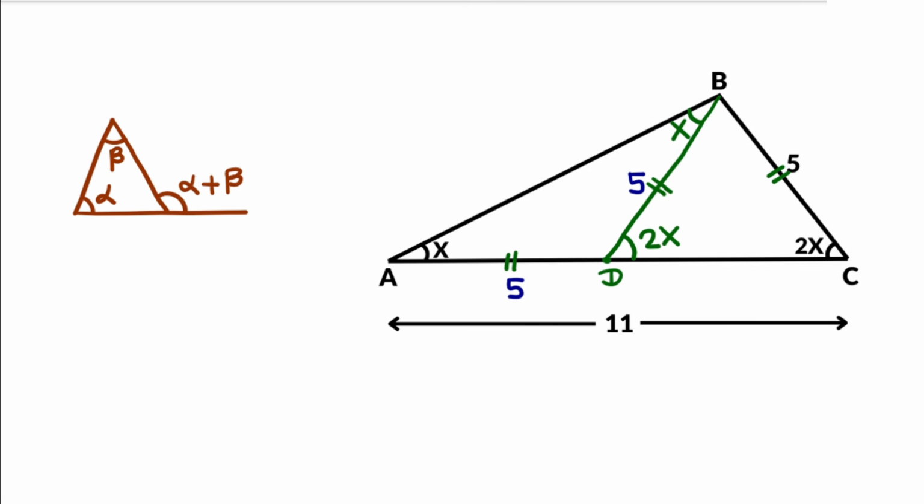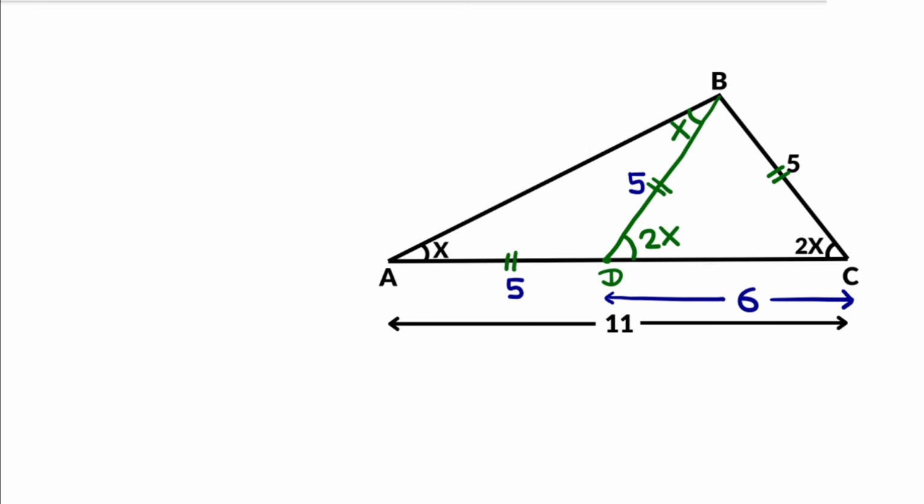Now, let's return to the entire base, AC. The whole base is 11 units. The left piece, AD, is 5 units. So DC must be 11 minus 5. That gives us 6 units. We are almost at the finish line.